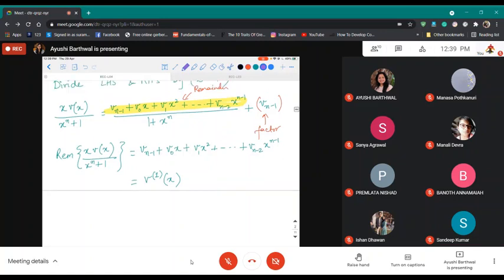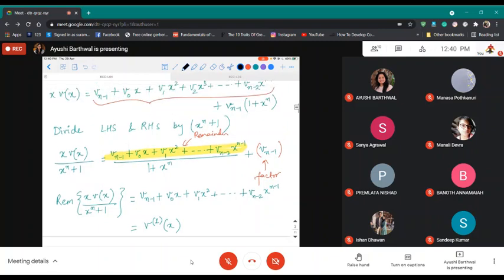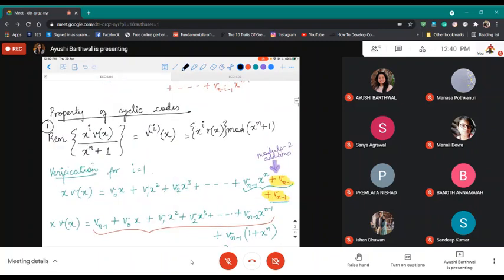So this is how we plot a shifted cyclic code. So this is a very important property.